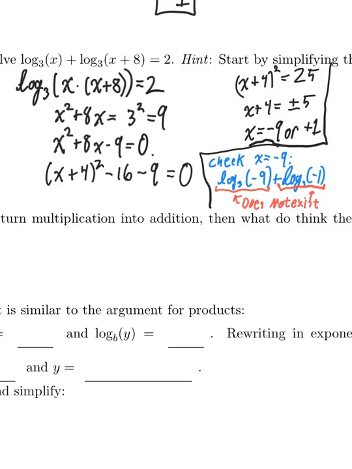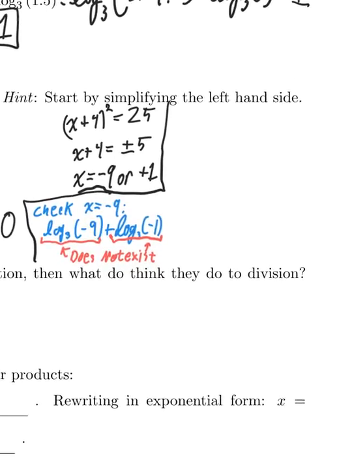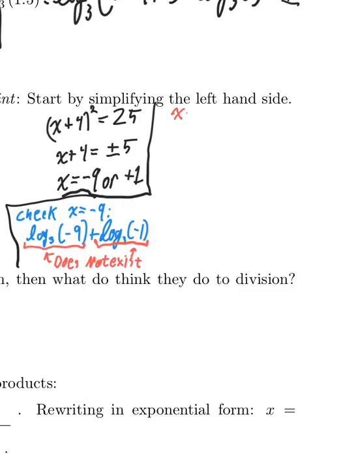Neither of these actually exist. So x equals negative 9 is not actually a solution. It's not even in the domain. So this in particular is not a solution.